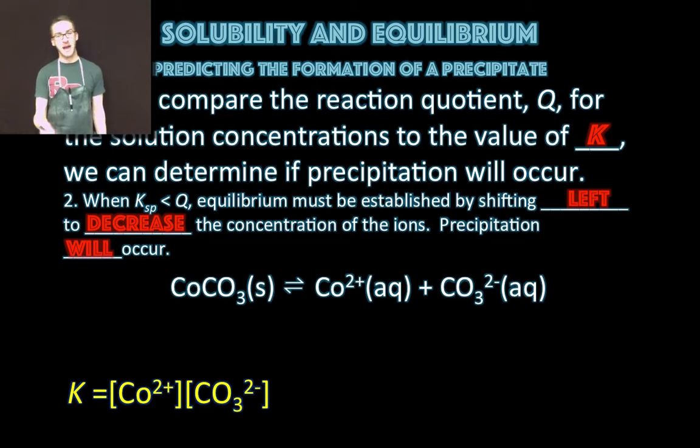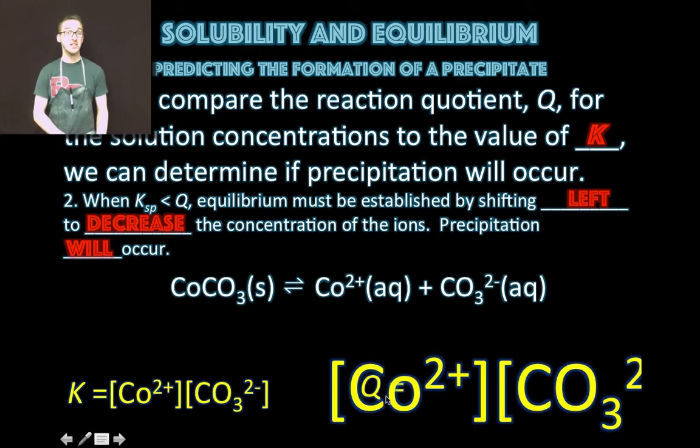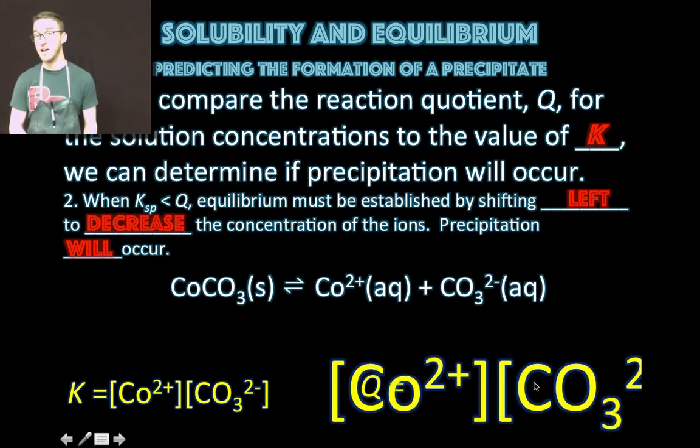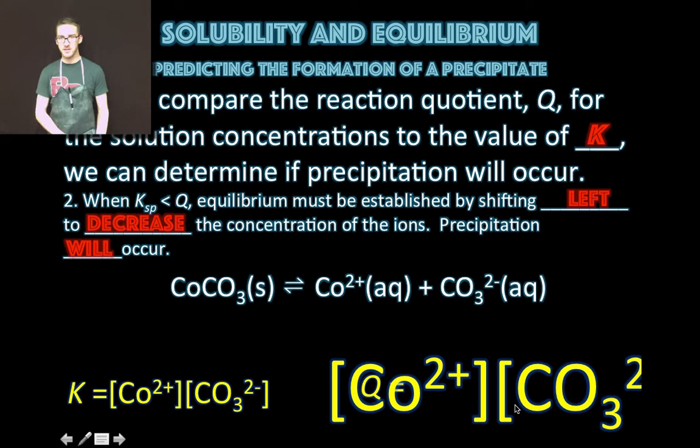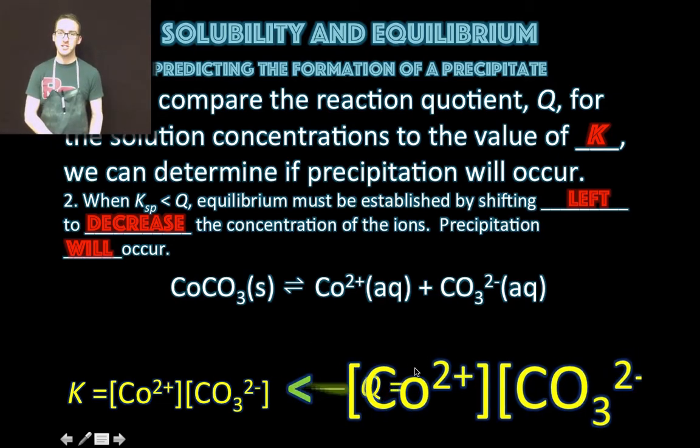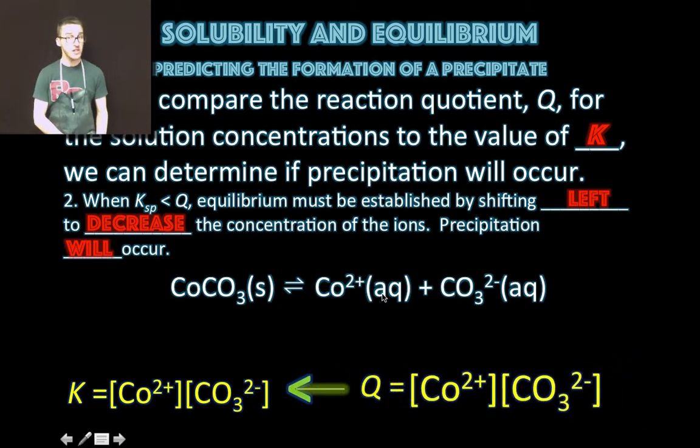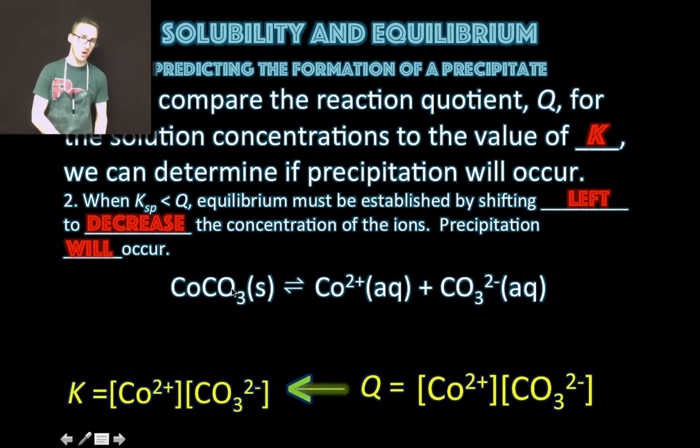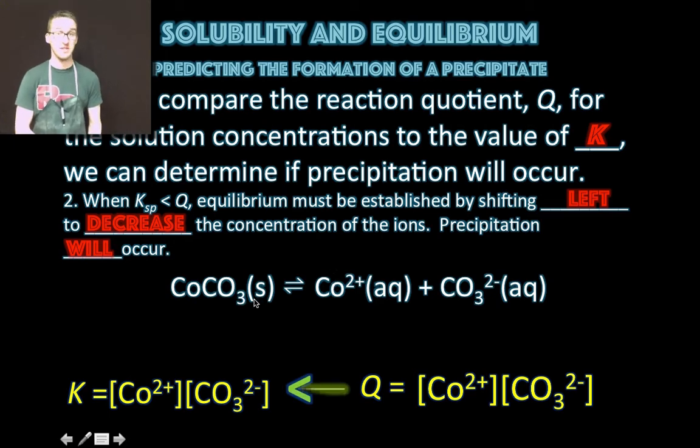So again, come back to the example of the cobalt-2 carbonate. Our Ksp expression, if we're given Q conditions in which the concentrations of ions far exceed the concentrations of the ions at equilibrium, in other words, K is less than Q, the reaction is going to shift to the left. We're going to use up some of these ions to form some solid cobalt-2 carbonate. In other words, we're going to form a bunch of precipitate, a bunch of solid.